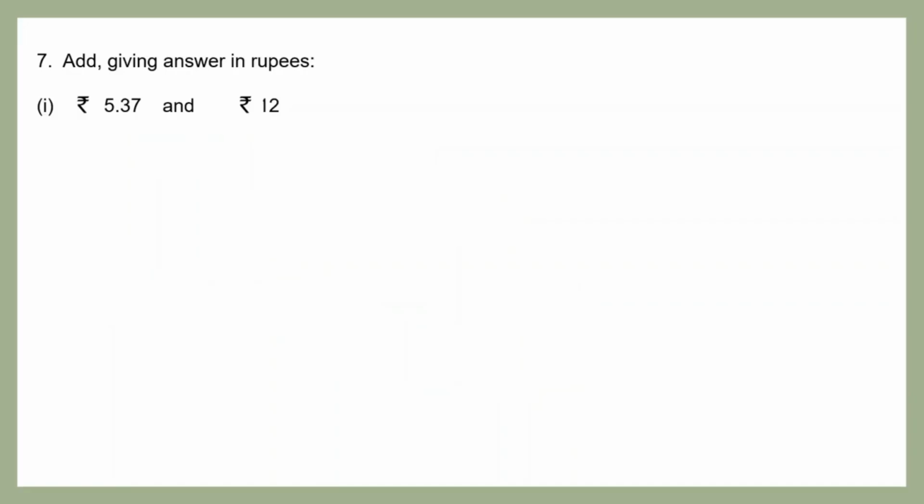Now we go on to addition. Add and give your answer in rupees. So let's do the addition. When you add, remember to write it properly in the right order. 5.37, and this is simply rupee 12. 12 rupees. So as we know, when we learned addition in decimals, the first thing you need to do is make them like decimals and then do your addition. So let's start our addition. 7, 3, put the decimal point, 5 plus 2 is 7, 1. So what is your answer? 17 rupees and 37 paise.